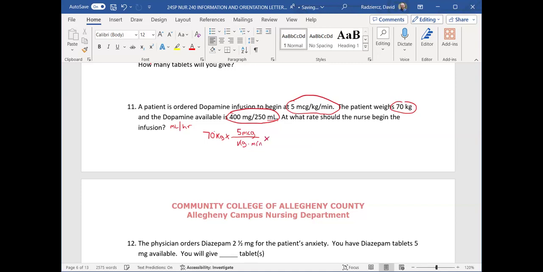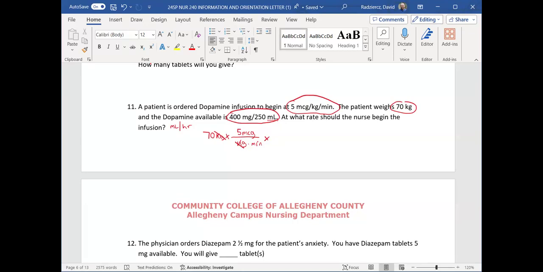So what that does is it eliminates kilograms. Now you can go ahead and solve for this. You can get to 350 micrograms per minute, and then you can do this in steps. I'm going to show it to you all as one long dimensional analysis. That way, all you have to do is worry about plugging things into your calculator once through. But if you want to chop it up, you can.